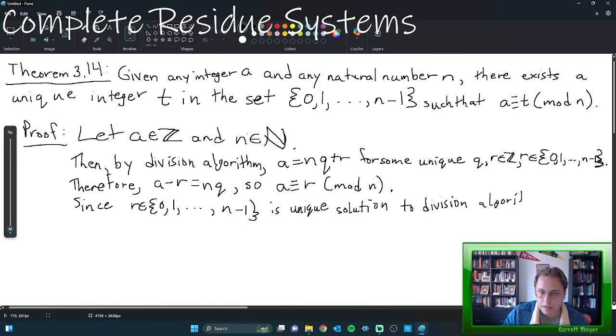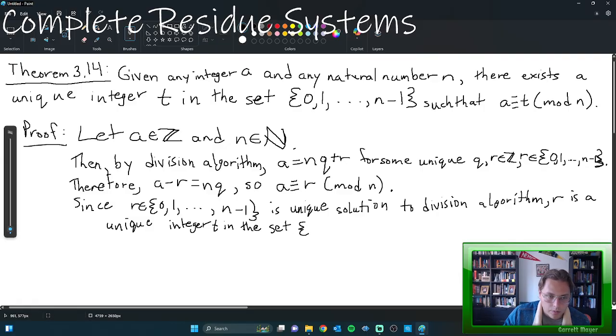Algorithm, r is a unique integer in the set. I'll say unique integer t. We'll just redefine it as t in the set, just to match the language of the proof.